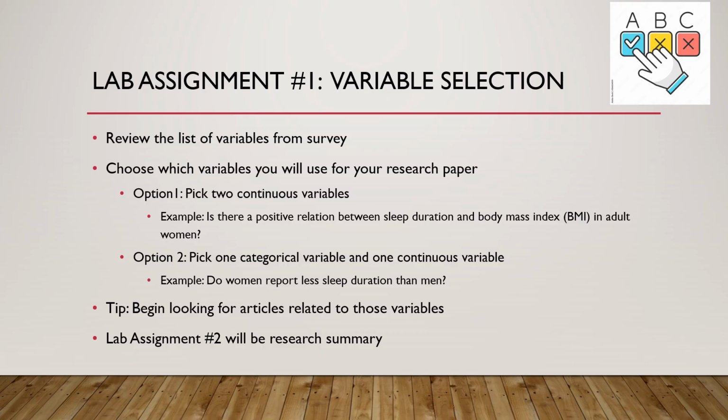The second option is you can pick one categorical variable to relate to one continuous variable. A categorical variable is when there are clear demarcations between the different levels. So here we might have, do women report less sleep duration than men? So women versus men, that is a categorical variable the way we're treating it. And then you have sleep duration, which is a continuous variable here.